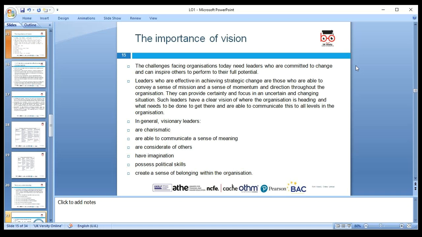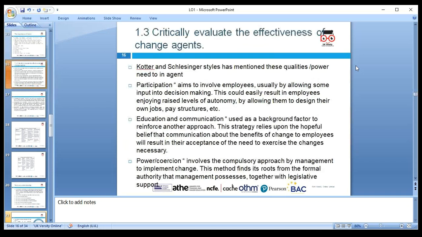In general, visionary leaders are quite charismatic, able to communicate a sense of meaning and consider others. They have an imagination, possess political skills, and create a sense of belonging within our organization. We need to look around to build that type of skill. So here we can look at 1.2, the more skill, and then third, 1.3, we're looking at effectiveness. So what is effectiveness?